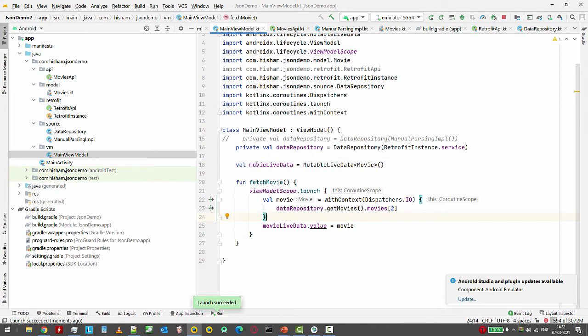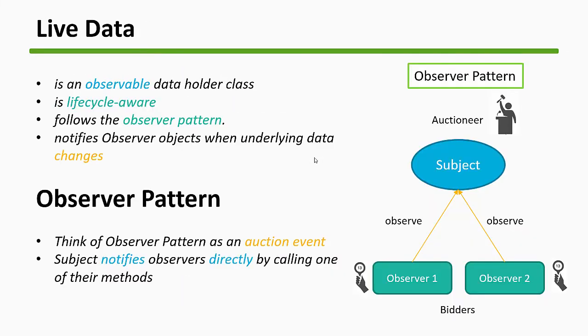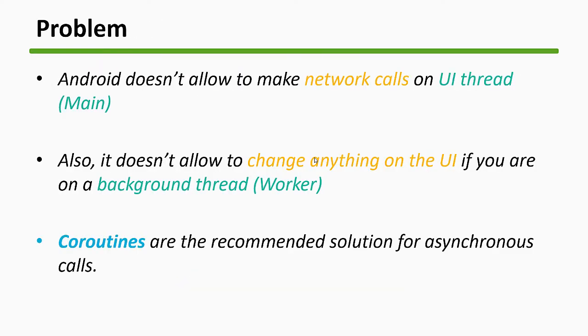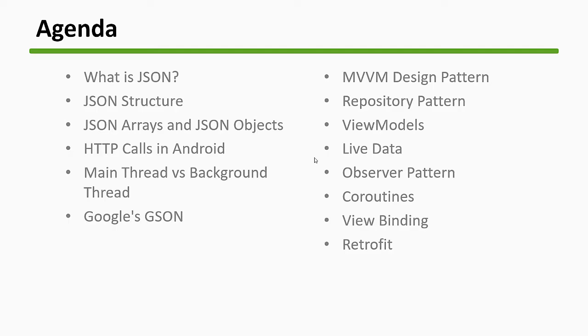That's pretty much it. Let's sum it all up. So we used JSON, we used MVVM, we used ViewModels, we have seen live data, we've seen the HTTP calls, and we have seen JSON, and we have seen all these topics here. So I mean, that was it.